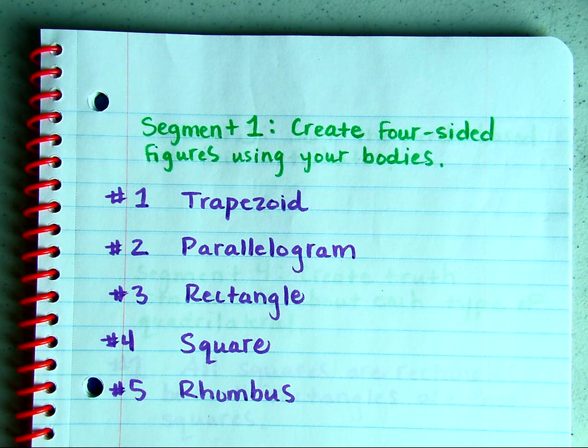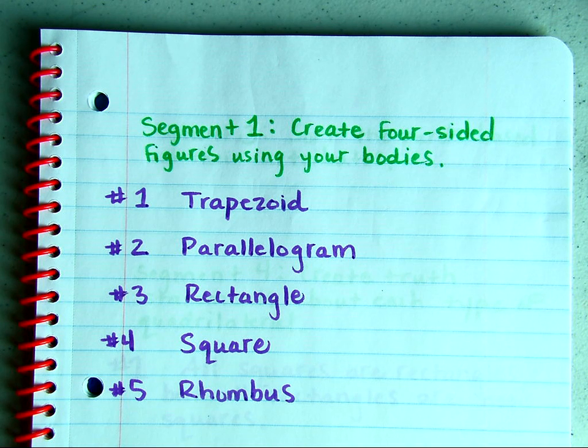So first segment of today's lesson on classifying quadrilaterals, I want you to work in teams of 4 to create 4-sided figures using your bodies. The first figure I want you to create is a trapezoid. All right, go. Okay, so you discovered that a trapezoid has exactly one set of parallel lines.